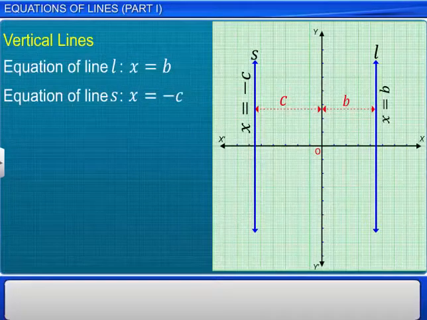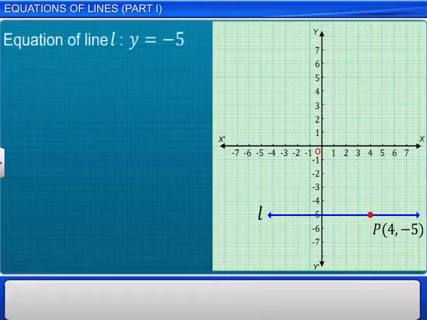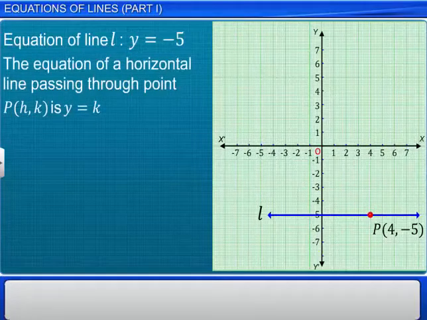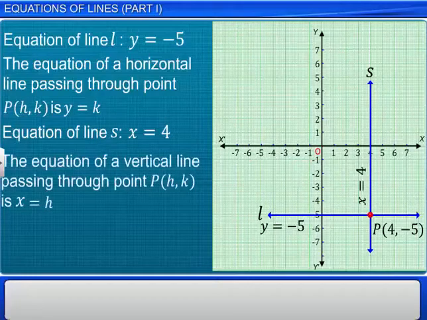For example, consider point P. The equation of the horizontal line L passing through point P is y equals minus 5. So in general, the equation of any line parallel to the x-axis, or a horizontal line passing through point P(h, k), is y equals k. The equation of the vertical line S passing through point P is x equals 4. So in general, the equation of any line parallel to the y-axis, or a vertical line passing through point P(h, k), is x equals h.